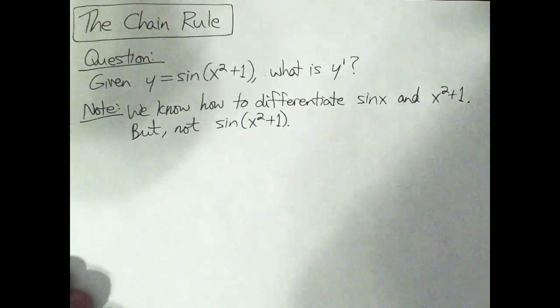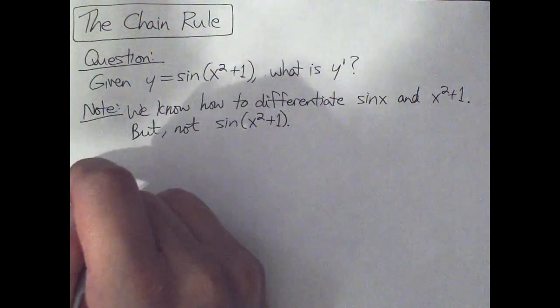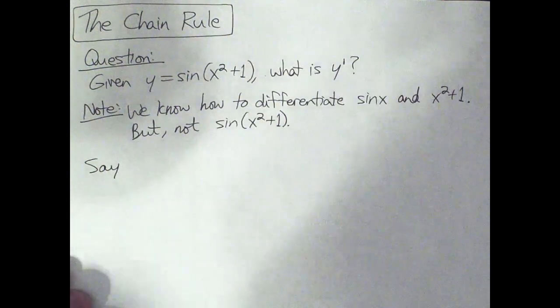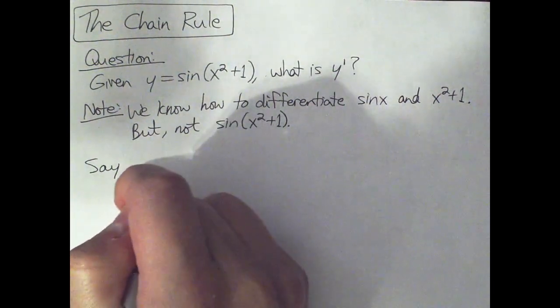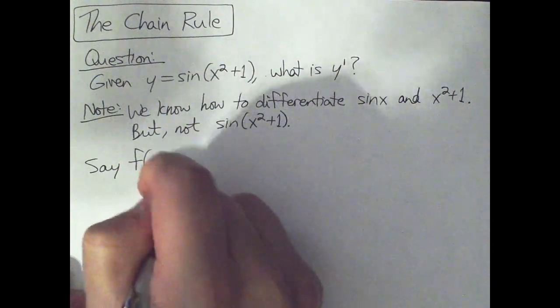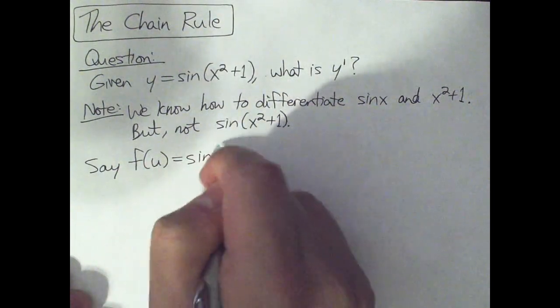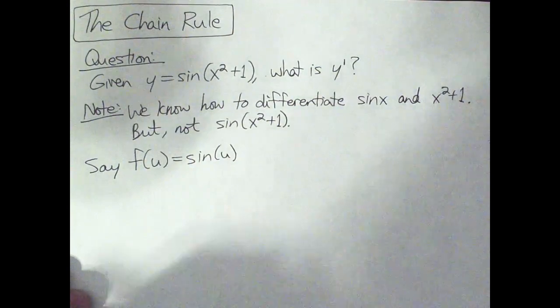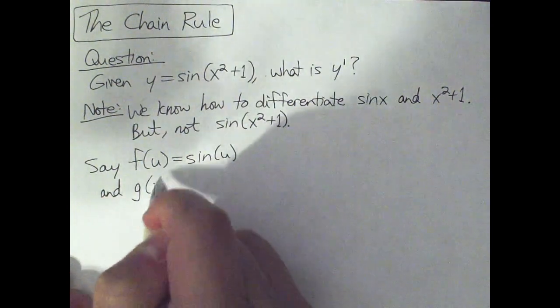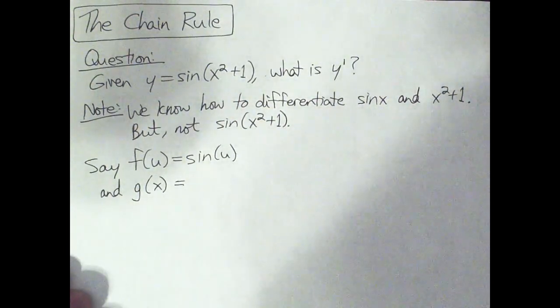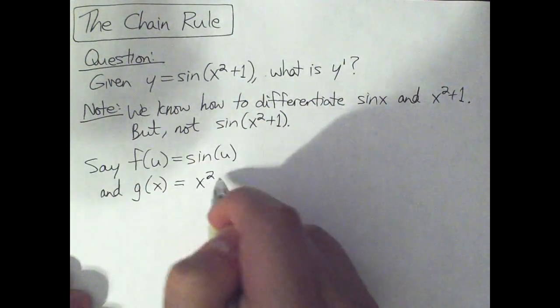So I'll show you what we're going to do. There's a trick that we're going to do. We're going to introduce another letter. We're going to say f of u is sine of u. And g of x, I guess we're introducing two extra letters. G of x is x squared plus 1.